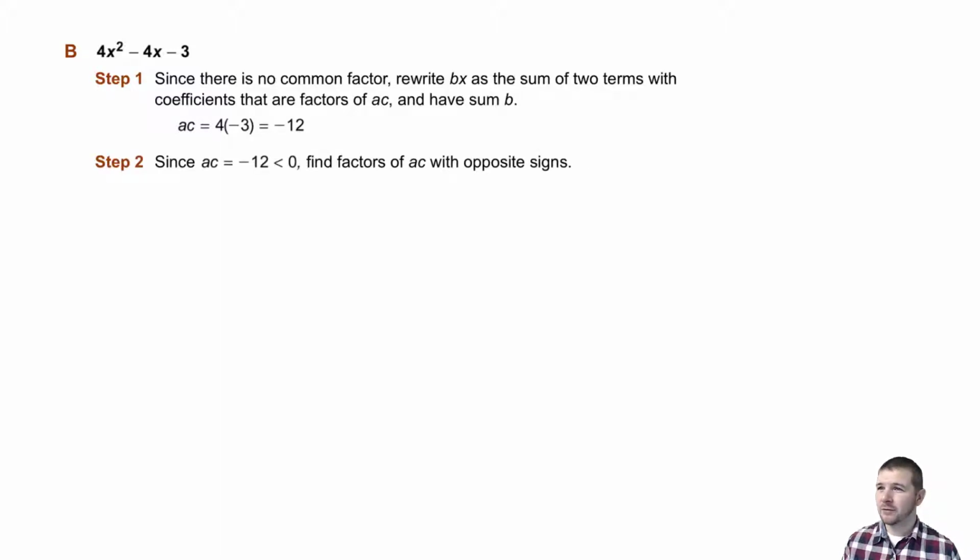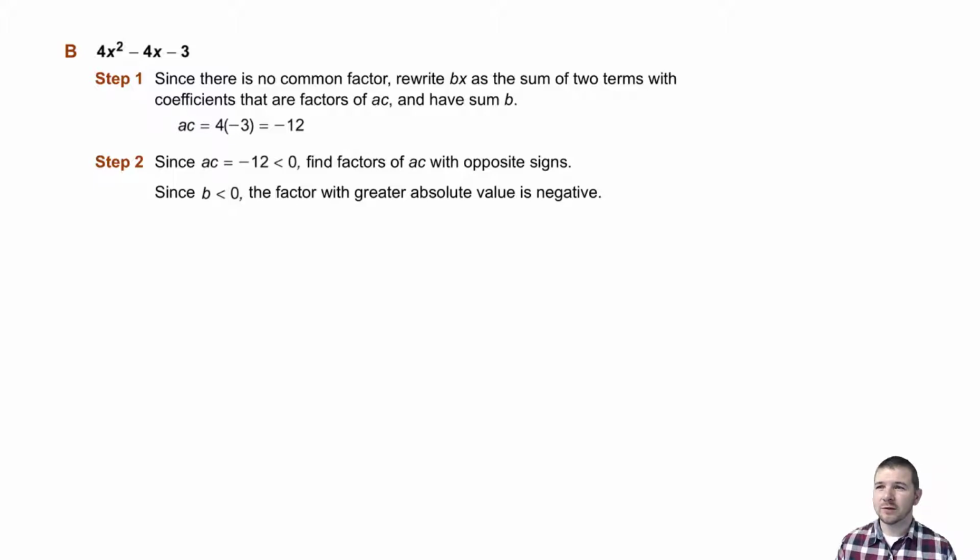And in step 2, since AC, which equals negative 12, is less than 0, we need to find factors of AC with opposite signs. So one must be positive, the other must be negative. Now since b, negative 4, is less than 0, the factor with the greater absolute value is negative, because when we add them together, we need to get a negative value.